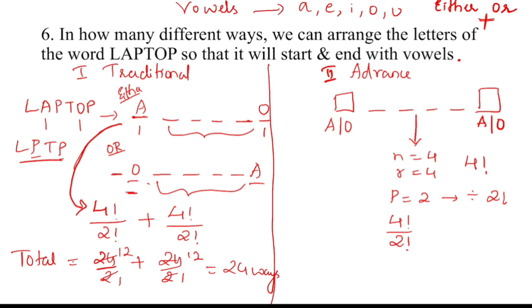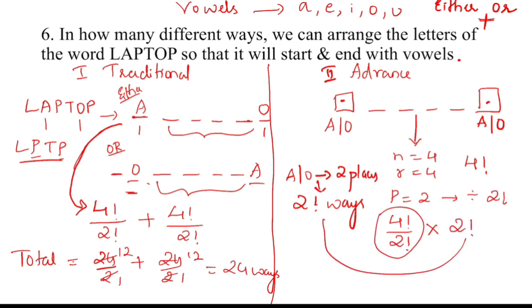But since A and O can be written in 2 places, isn't it? A can be here also, A can be here also, or O can be here also, O can be here also. So A and O are 2 vowels and they can be written in 2 places. So A and O can be arranged in 2 factorial ways, isn't it? So therefore multiply this whole thing by 2 factorial.